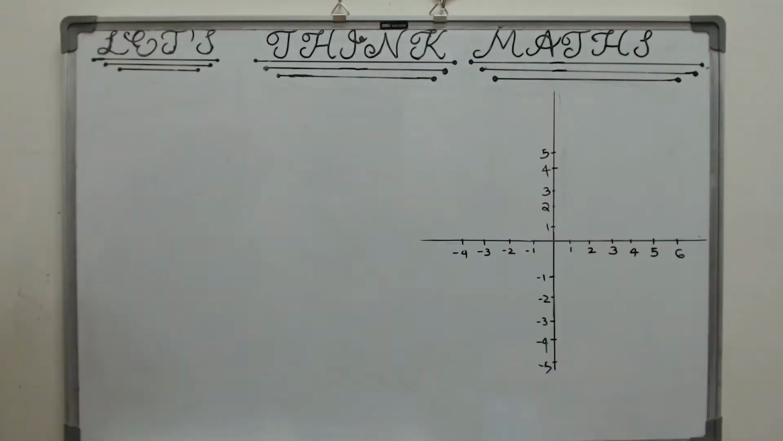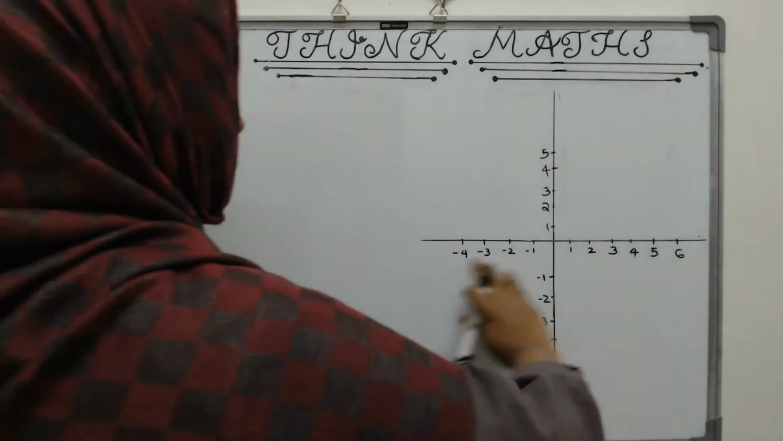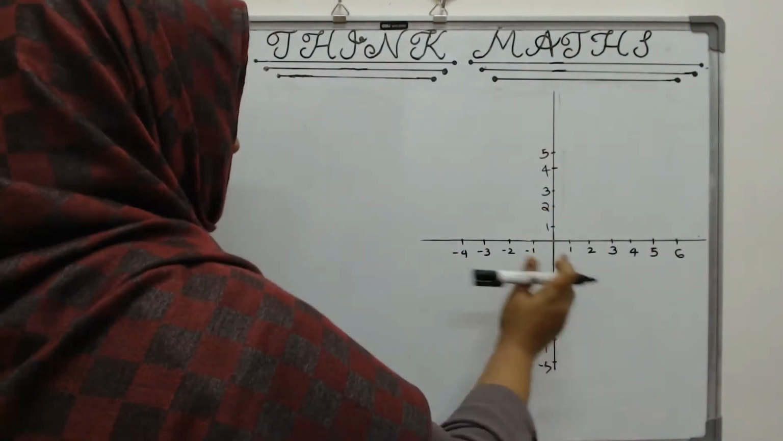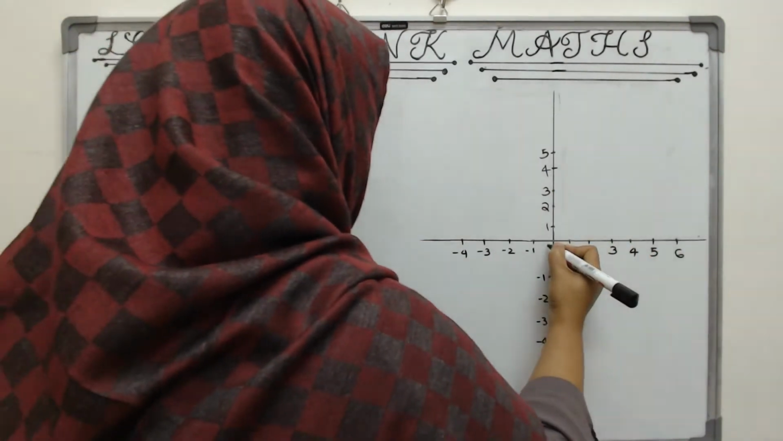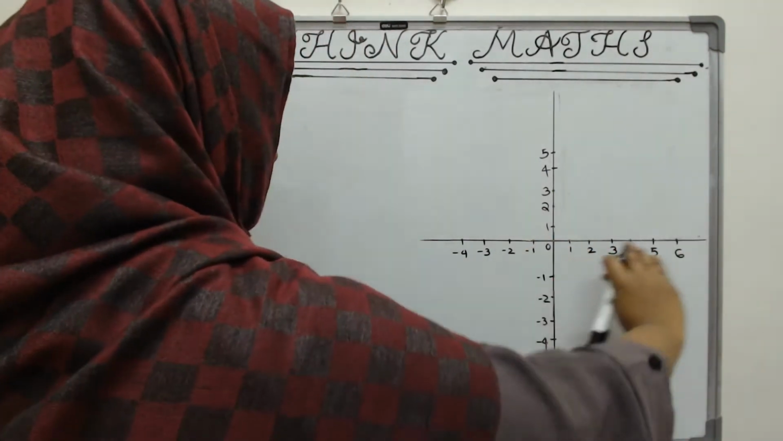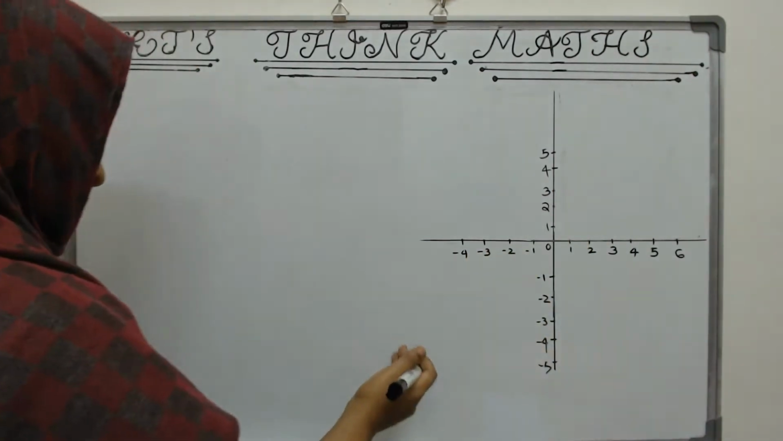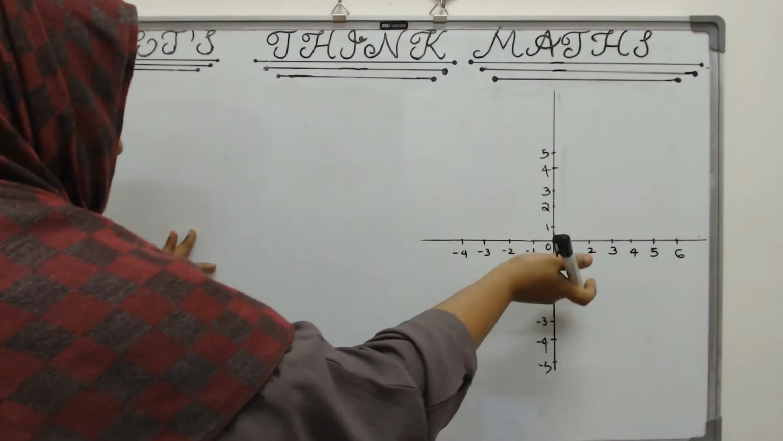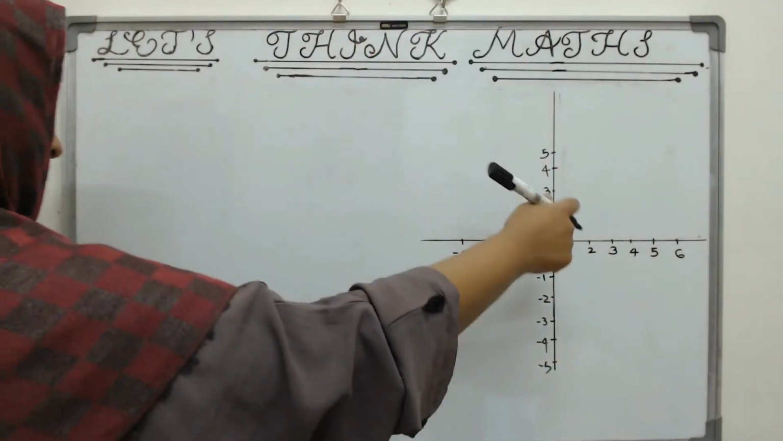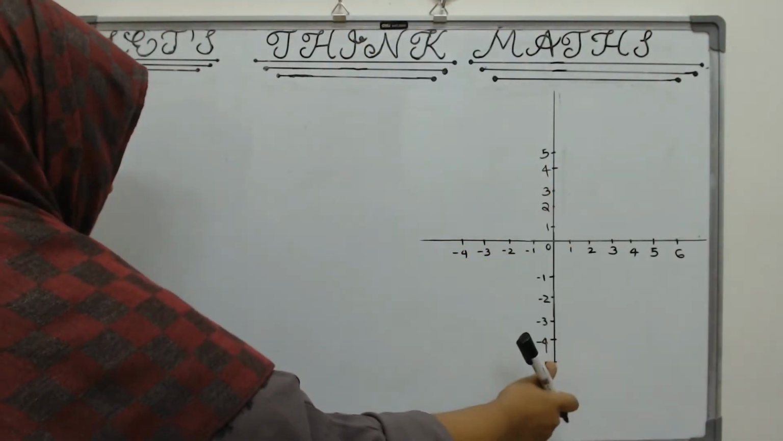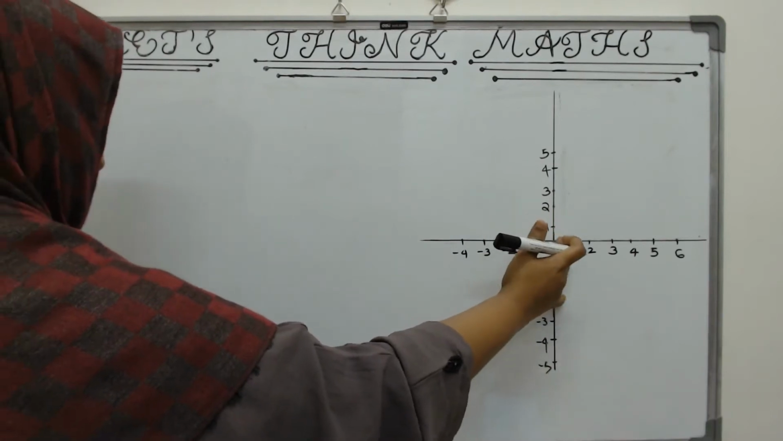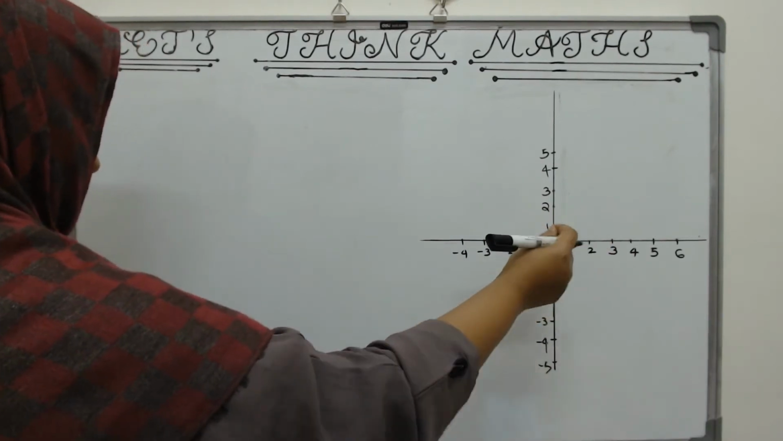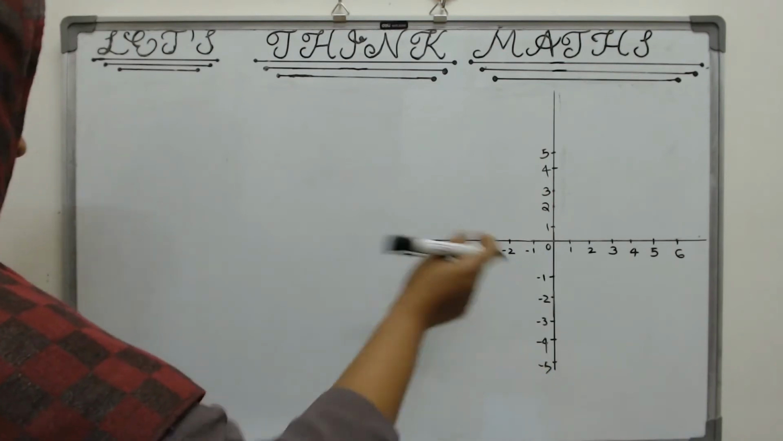Now let us draw. Now we have our two lines of reference. So the first line that we drew in such a way that positive numbers come to the right, negative numbers to the left. And the second line such that positive numbers go above and the negative numbers come below, and both these lines intersect at their 0. Wherever the 0 is of both these lines, they intersect there.